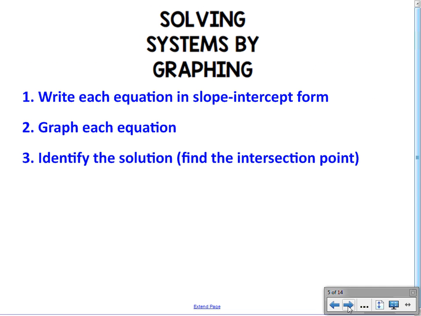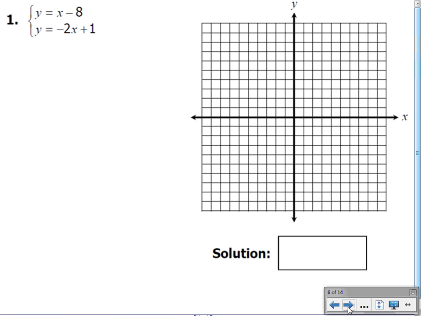So here are the steps for solving by graphing. The most important step is probably the first one, where we have to make sure that our equations are in slope-intercept form. Remember, this is our y equals mx plus b. Once we have each of our equations in slope-intercept form, we're going to graph each equation, and then we're going to find the solution by looking for that intersection point. So let's look at an example here.